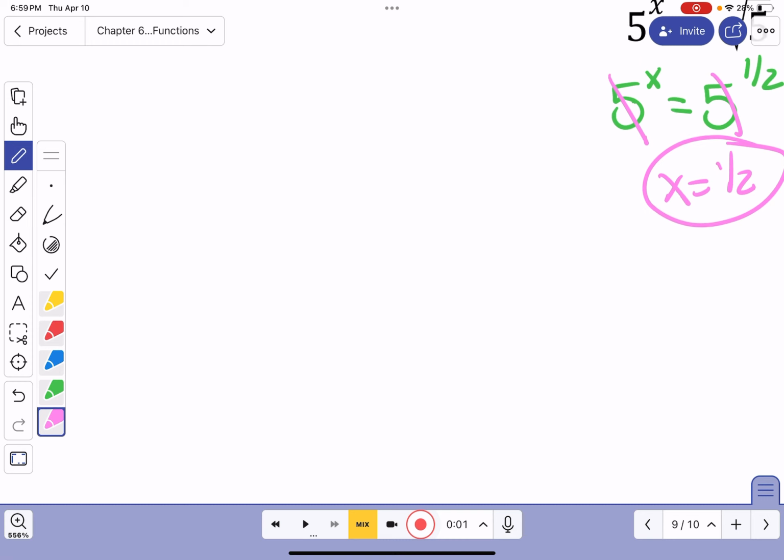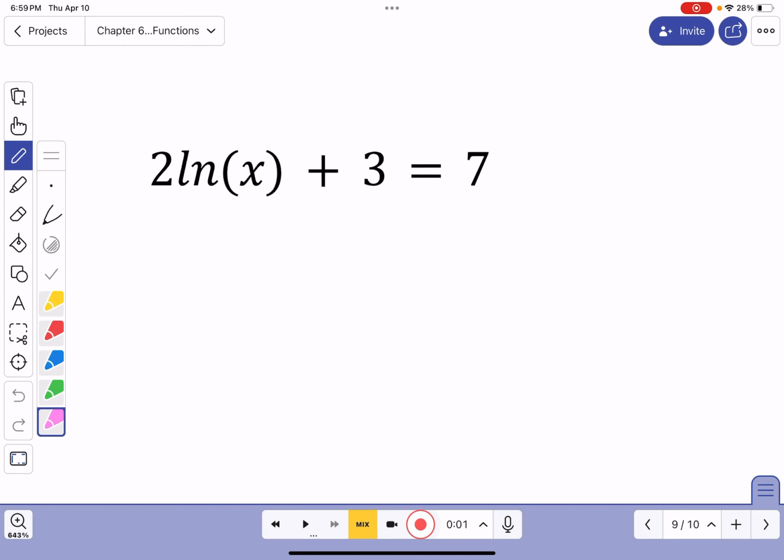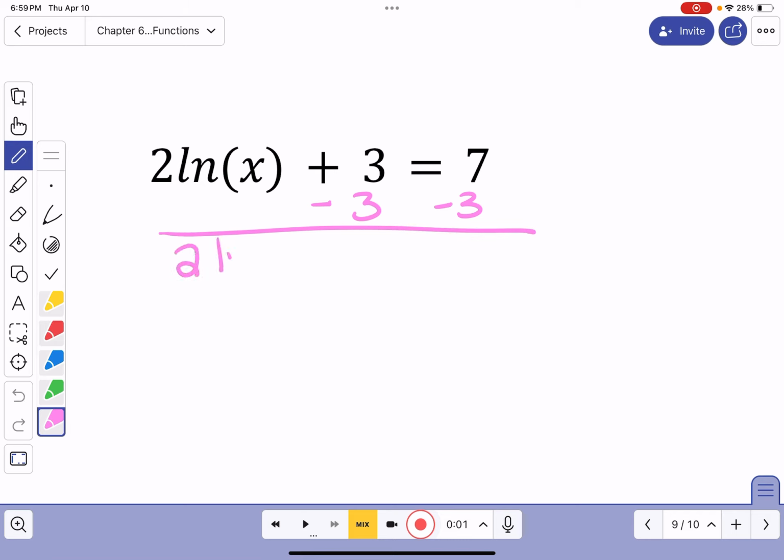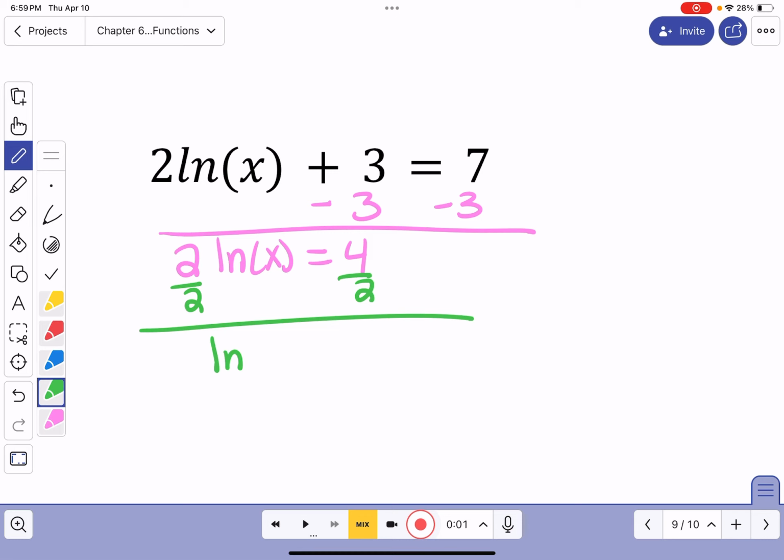Now let's look at some log ones. Here we have 2 ln x plus 3 equals 7. We can't do anything until we get the ln alone, so I'm going to subtract the 3. So 2 times ln x equals 4. I'm going to divide by 2. So now I'm left with ln x equals 2.